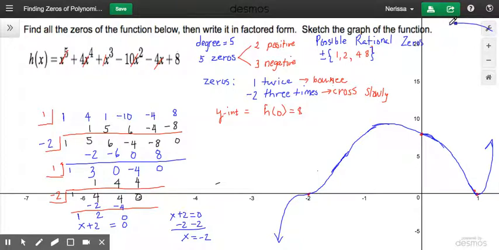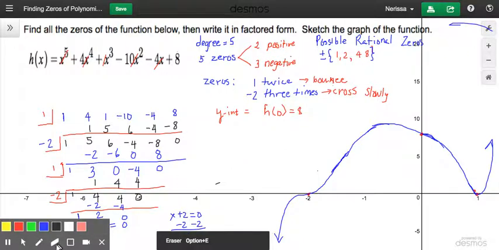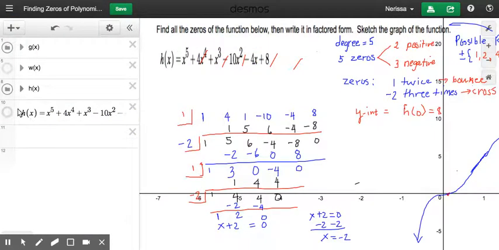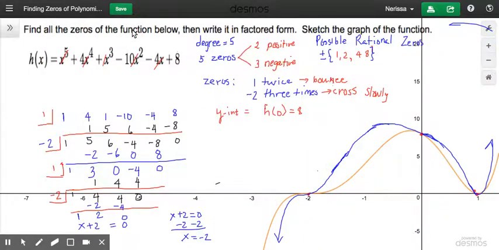So let's see, how does the graph look? So here's h of x. Let's graph. And let's click on this. There it is. There's our graph.